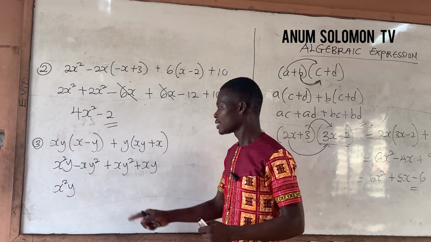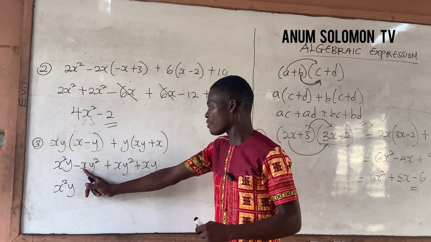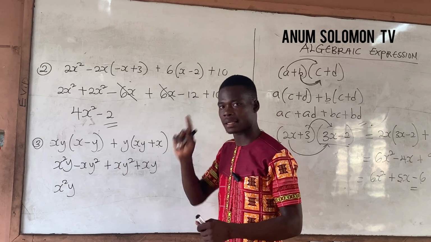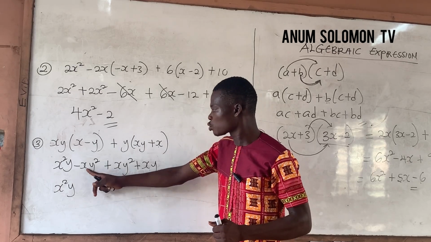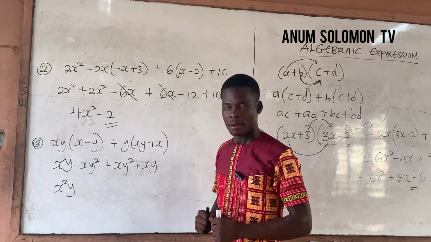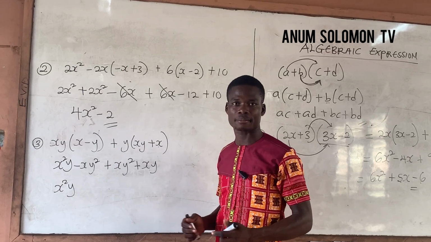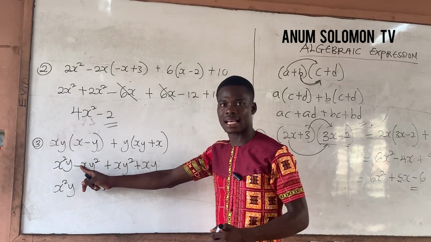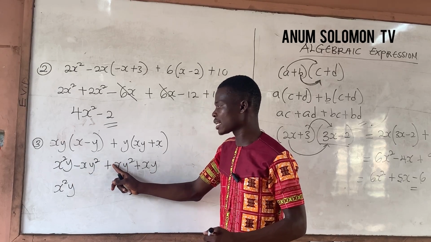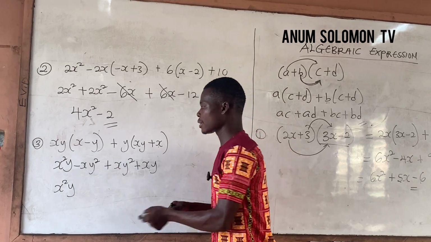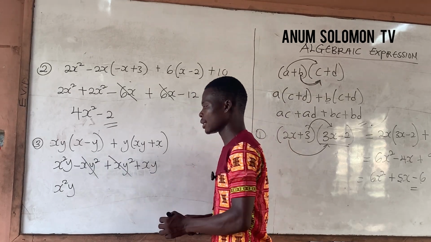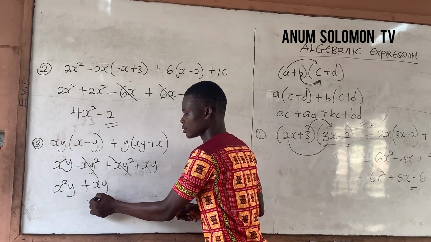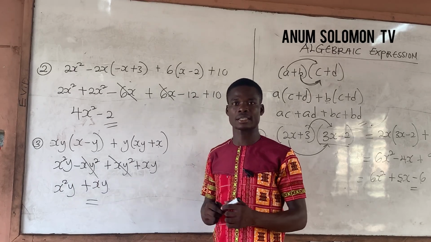Now let's check the second term and the third term. We have x, here too is x. We have y squared, here too is y squared. This means that these two terms are alike, meaning we can add or subtract them. So the coefficient here is 1, that's negative, and the coefficient here is 1, that's positive. Meaning they can cancel each other. And this one has no like term. And this will be the answer for this expression.